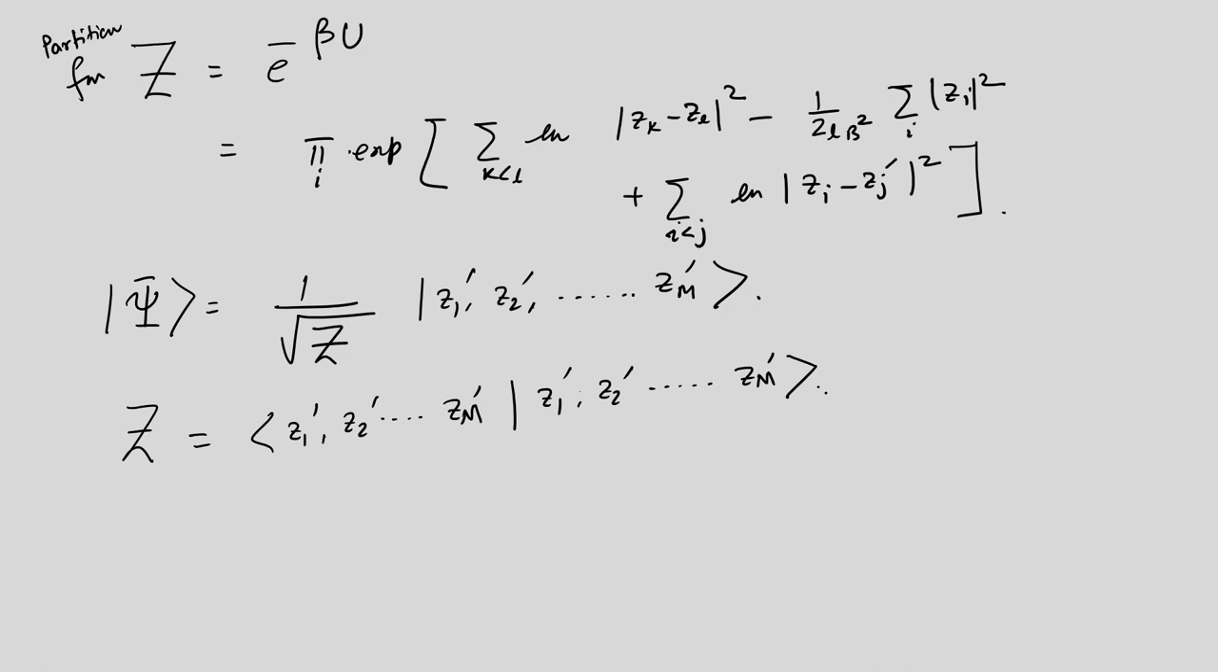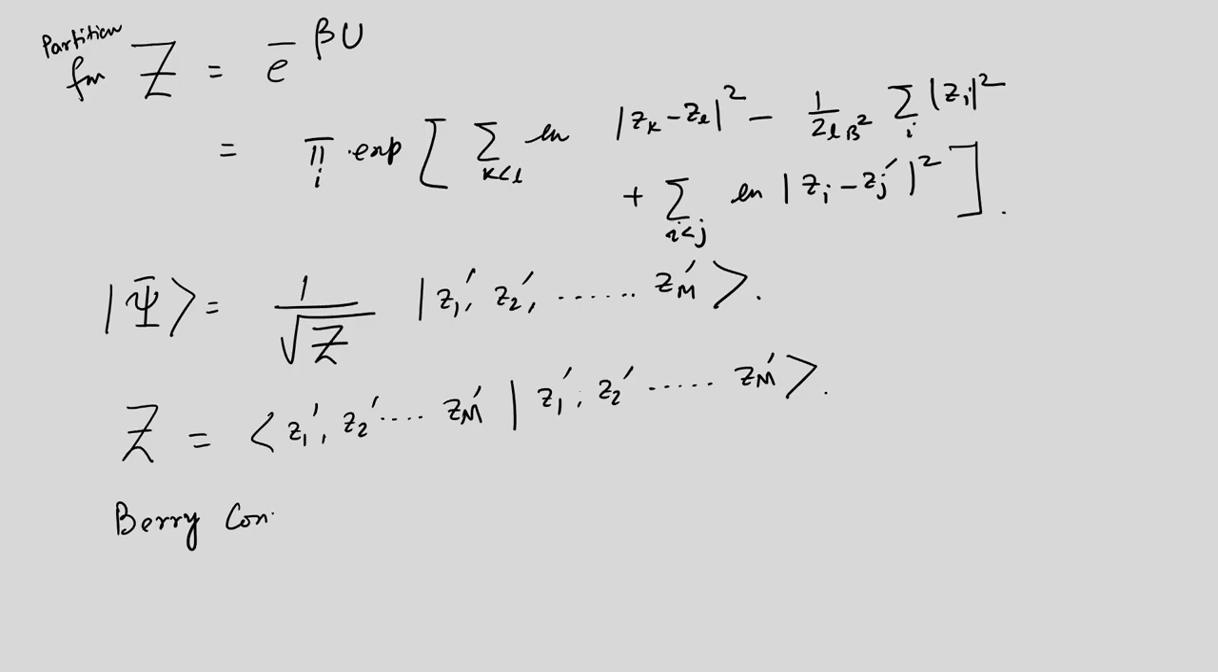Okay, so that's the partition function. So this Z will be used in the partition function, and we have to calculate the partition function using the plasma analogy. And what do we do with that? We calculate the Berry connection. Remember, the Berry connection is analogous to the vector potential.